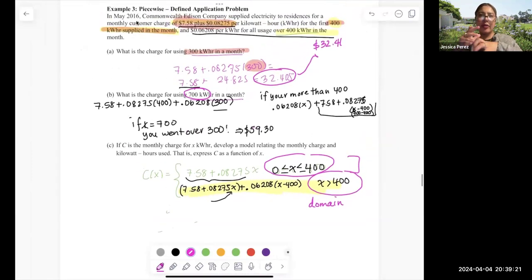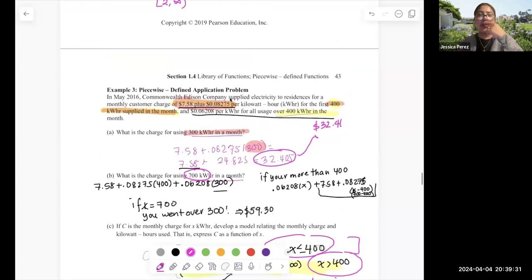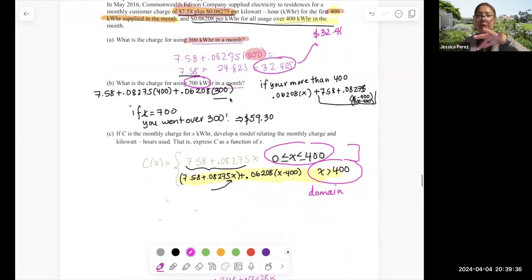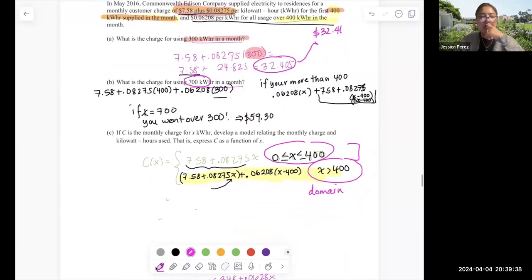But how do you guys feel about this application problem? It can get kind of tricky. Everybody? How do you guys feel about this one? Yeah, it's a little bit heavy. So the more you do, the better you'll feel.